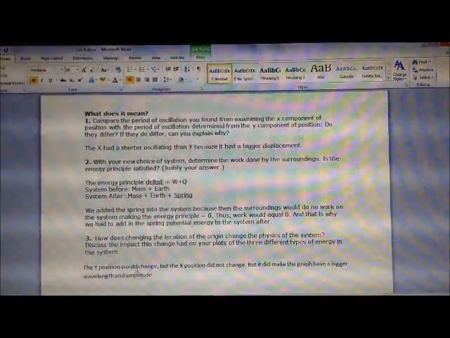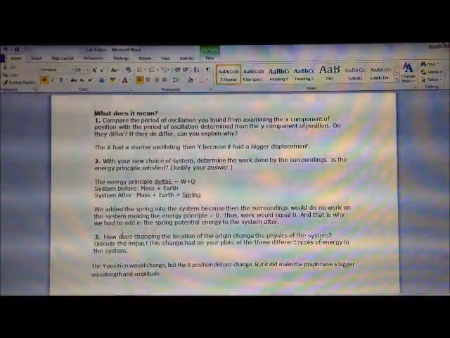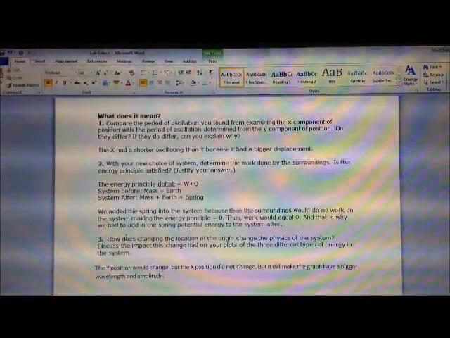In question number 3, the y position would change, but the x position did not, but it did make the graphs have a bigger wavelength and amplitude.